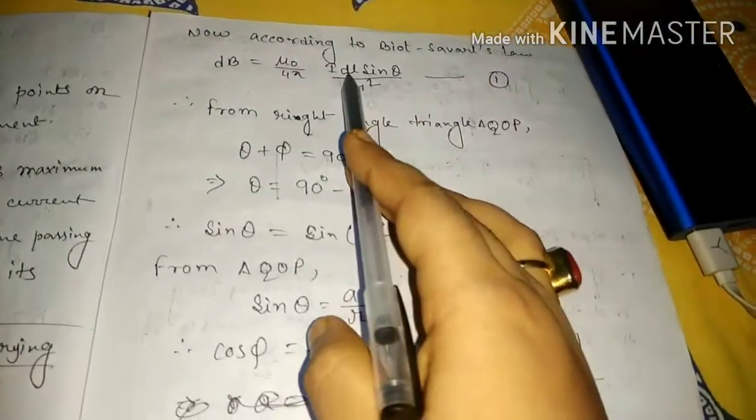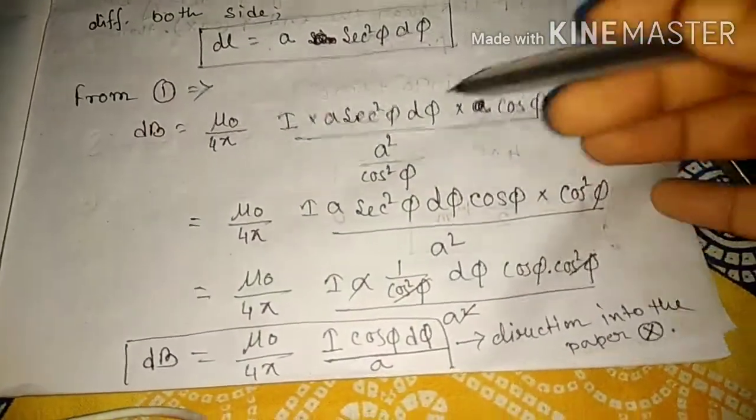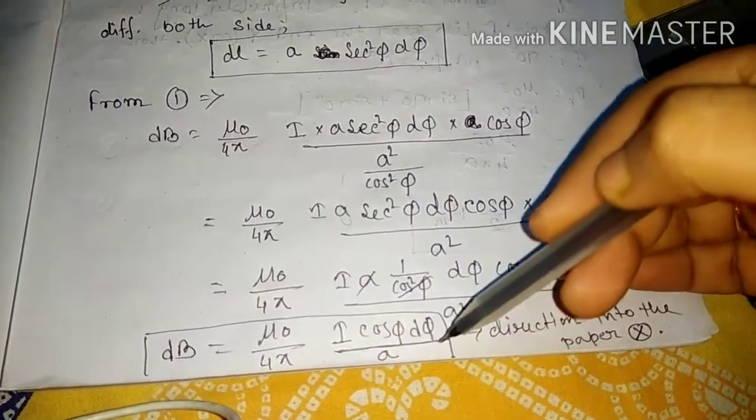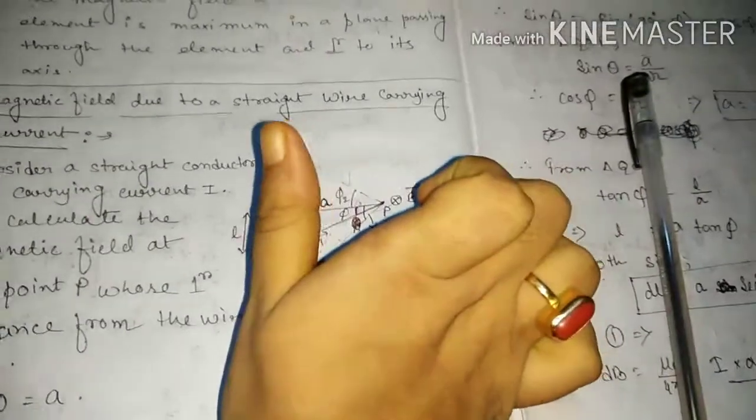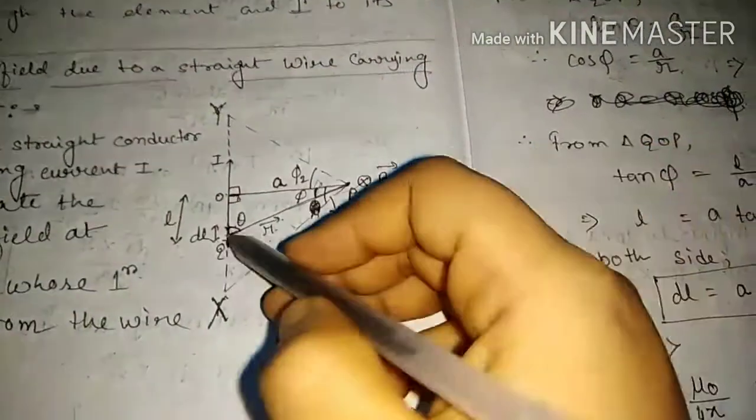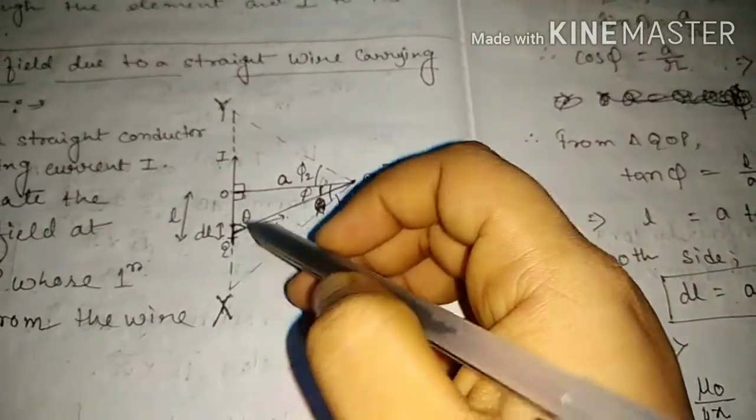Now we put these values in this equation in place of dl and in place of R square. After putting these values and calculating, you get dB equals mu 0 by 4 pi I cos phi d phi by A. And the direction? This is the current direction, so the field is normally into the paper, that's why I mention over there a cross sign. Now this is only for this small current element dl.